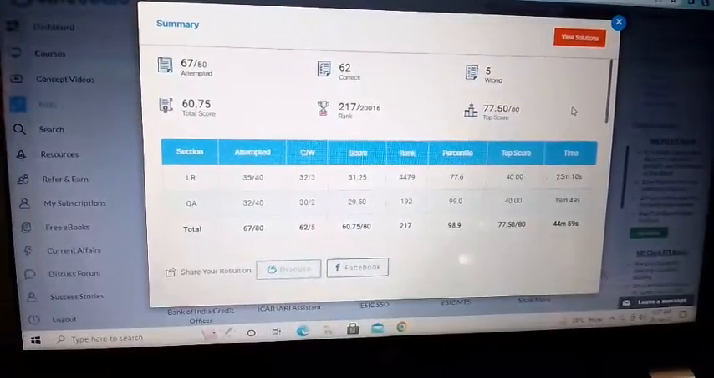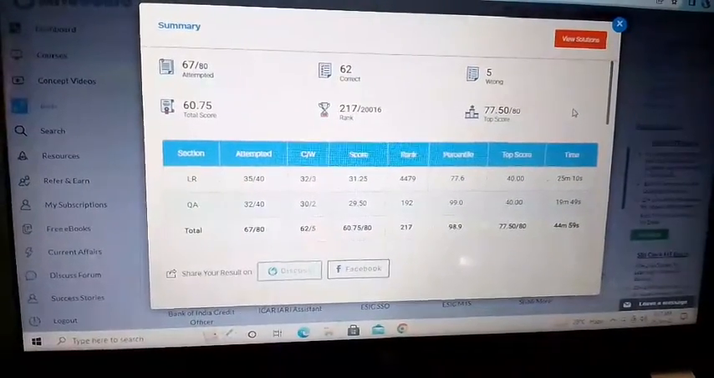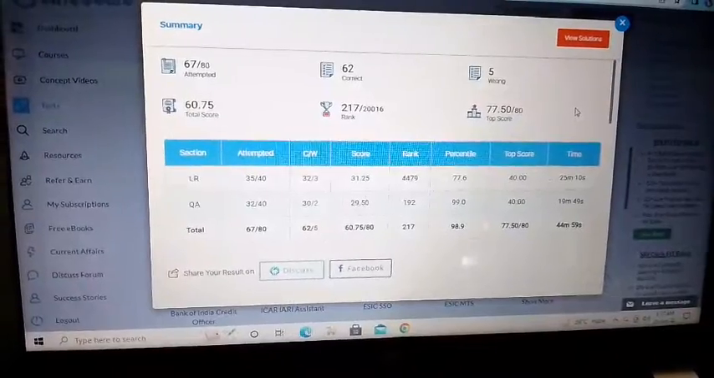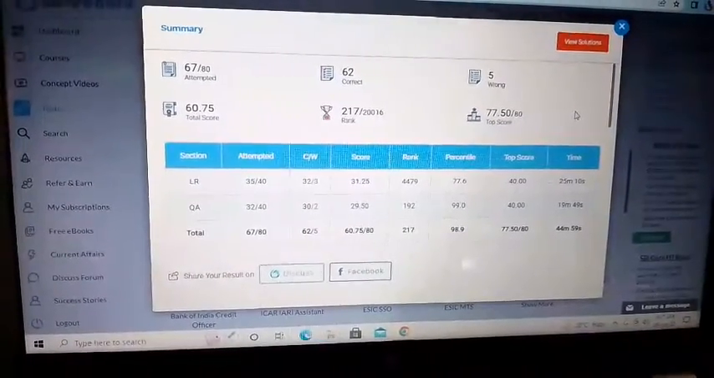So my rank is 207. 20,016 candidates gave this mock test, and my percentile is 98.9.